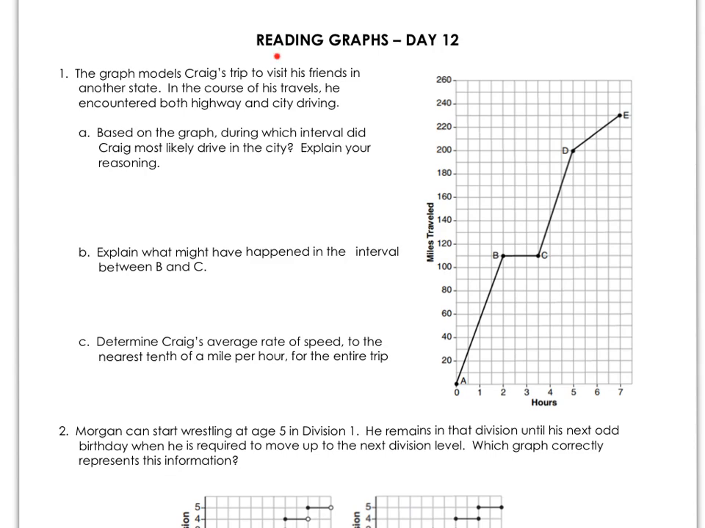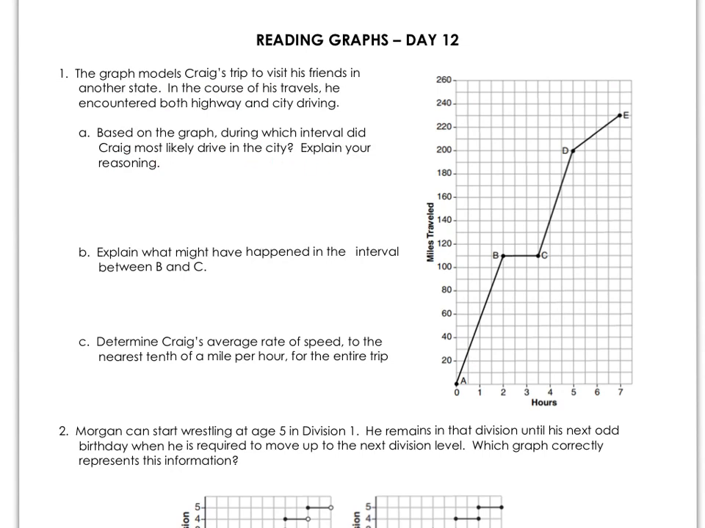Today we're going to talk about reading graphs. So there's a graph on the right here and we're going to look at some information from it. A graph models Craig's trip to visit his friends in another state. In the course of his travels, he encountered both highway and city driving. Based on the graph, during which interval did Craig most likely drive in the city?